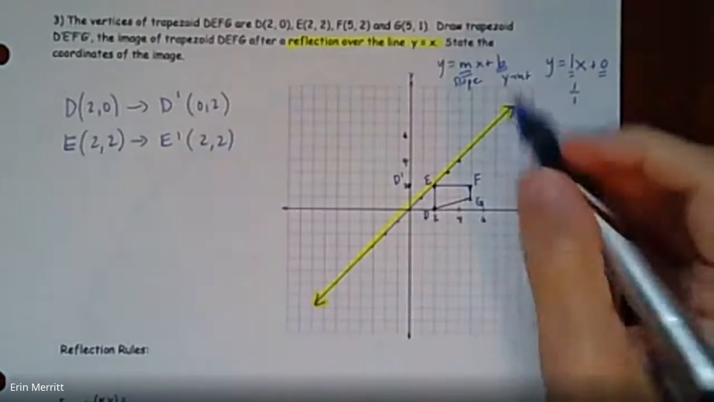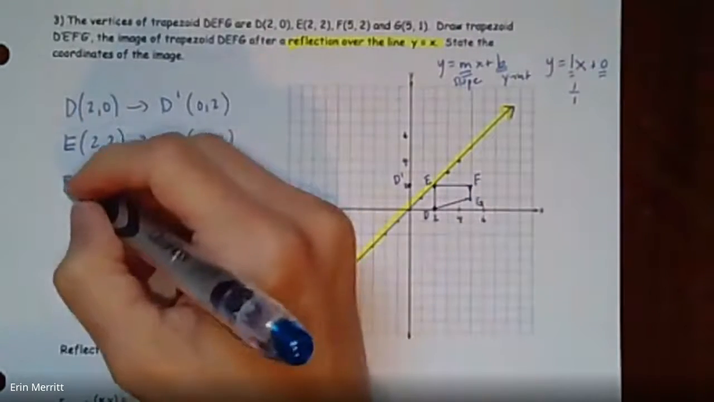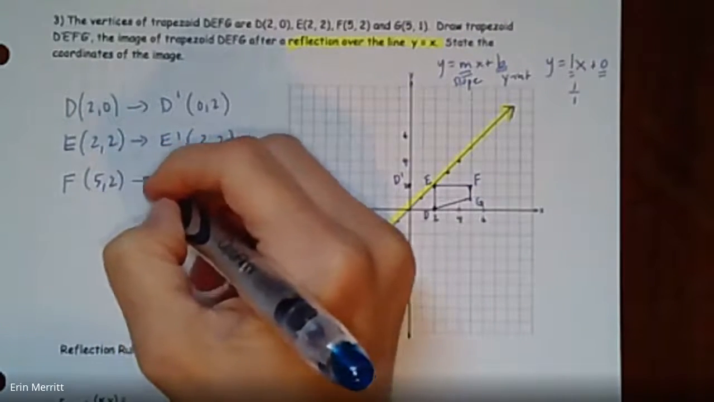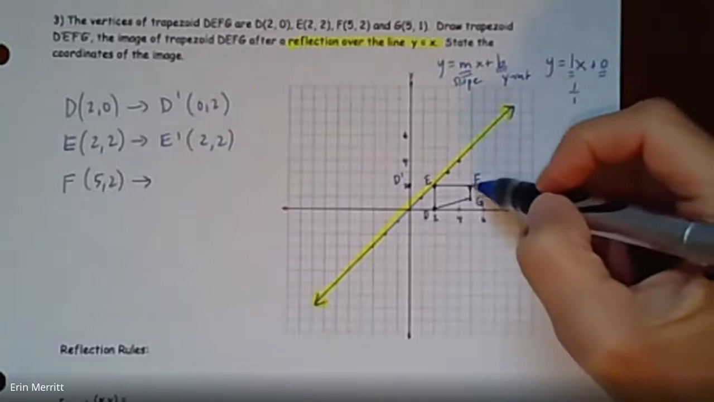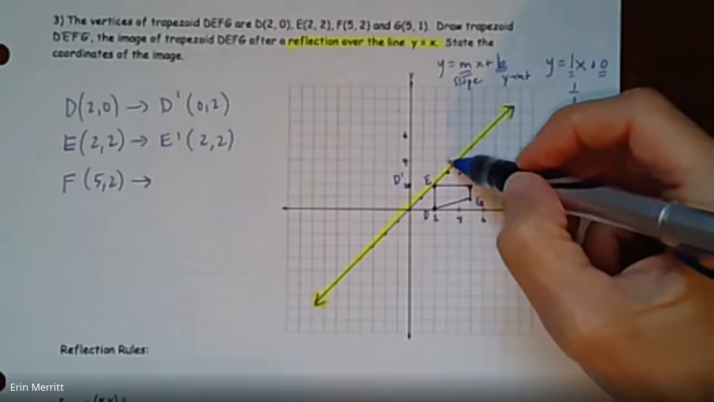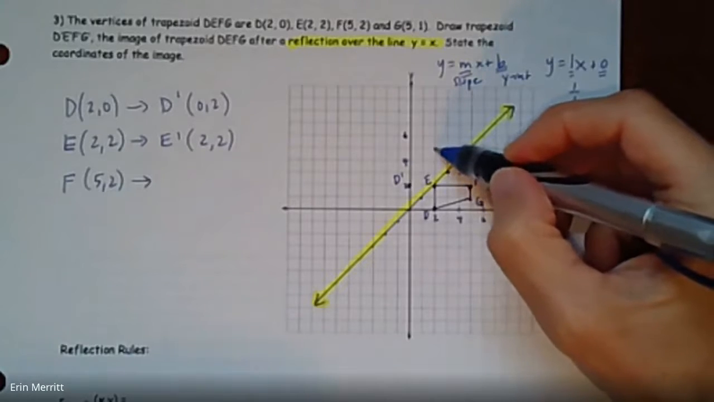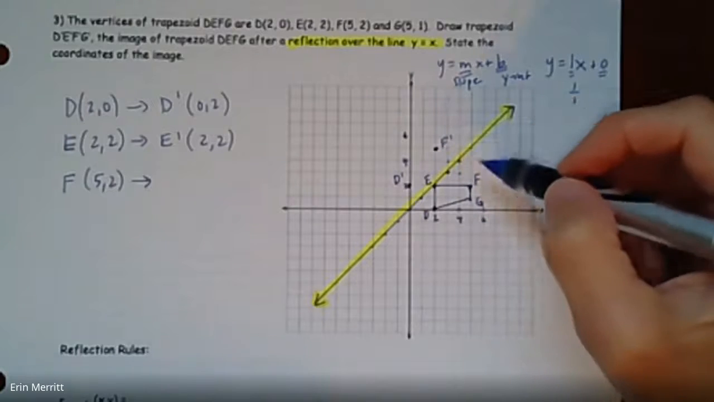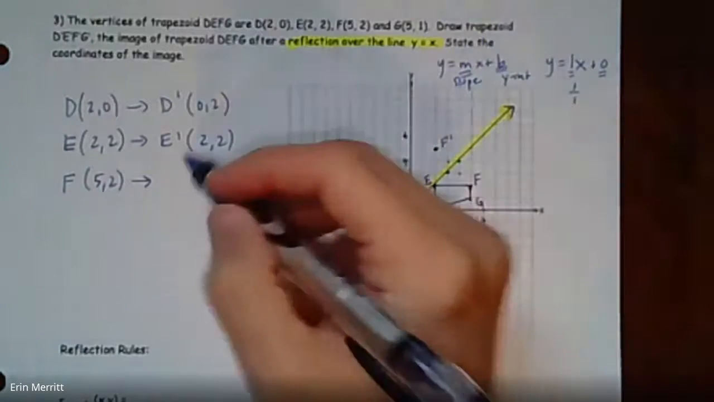All right. If we take F, F right here is at (5, 2). Let's carefully walk it across that line. I'm going from this corner to the next and then halfway. So I'm going to go halfway and then one more corner. Here's where F prime should land. And so that is the point (2, 5).